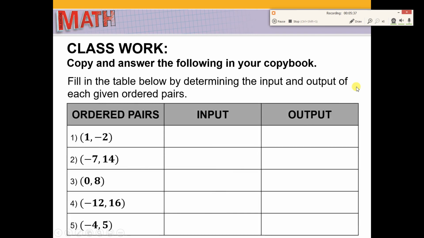I hope you have your copybooks with you because we'll be having our first classwork. For our classwork, make sure to copy and answer the following in your copybook. Fill in the table below by determining the input and output of each given ordered pair. You may refer to the previous slide or the previous part of the video if you have some clarifications about the lesson.